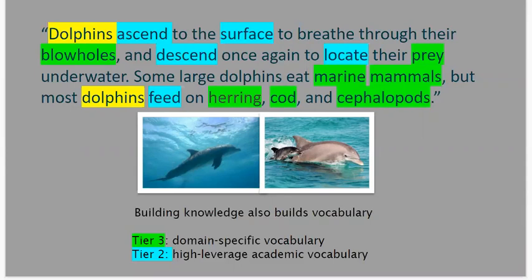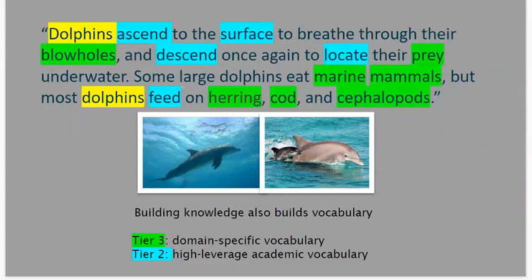Tier 3 would include these kind of domain-specific vocabulary: prey, marine mammals, herring, cod, cephalopods, and blowholes. These are words that students are probably not going to have to use in their everyday language, but they will have to use in context when you're talking about dolphins.